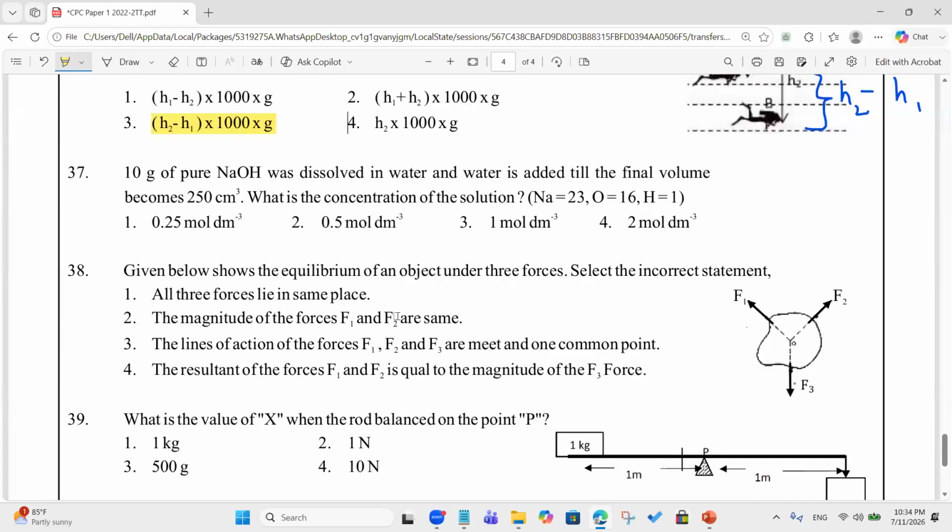Third one. 10 grams of pure sodium hydroxide was dissolved in water and water is added till the final volume becomes 250. What's the concentration? Tell me the answer. And if you want to know the method that you are getting this answer, I can explain it.